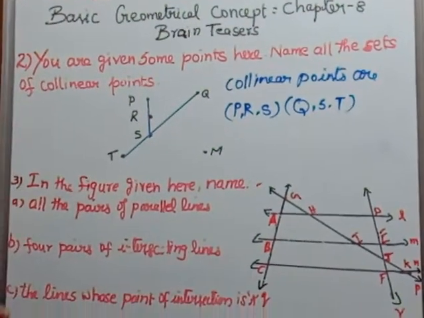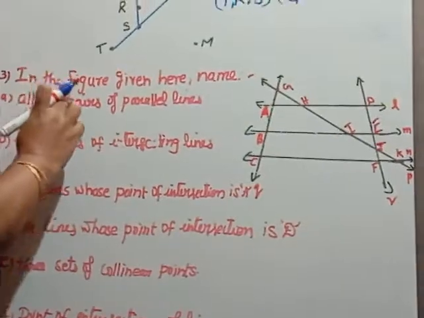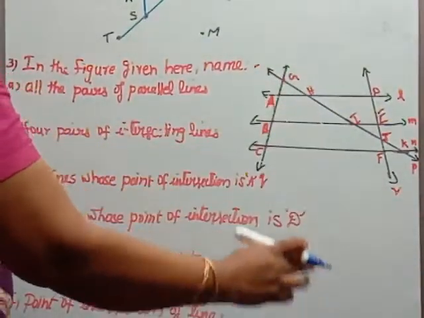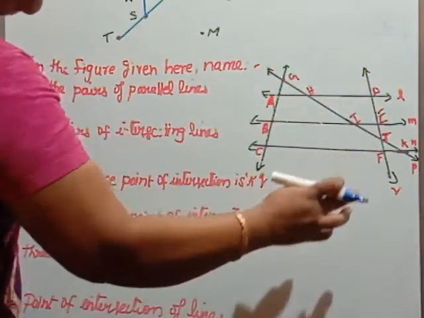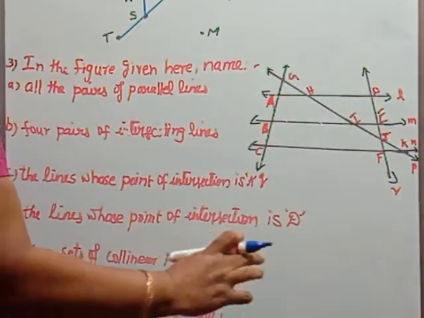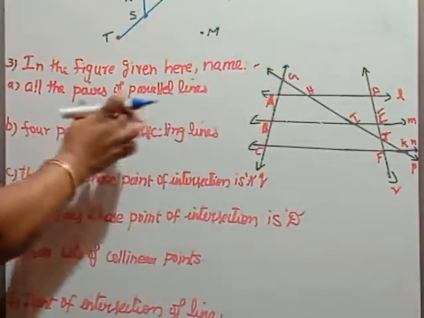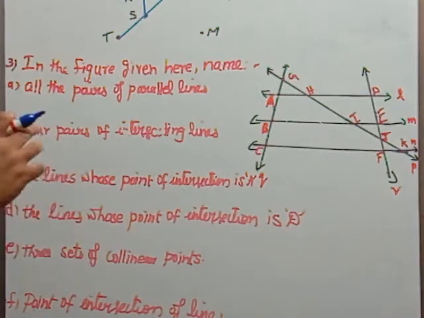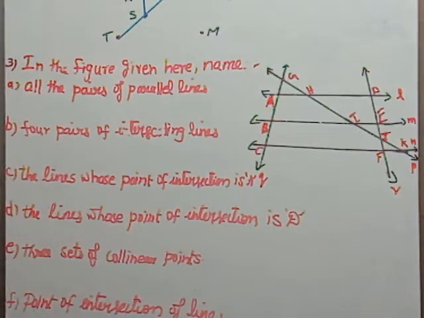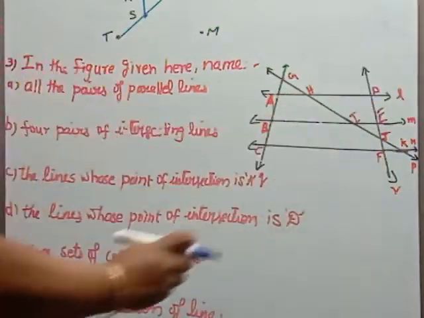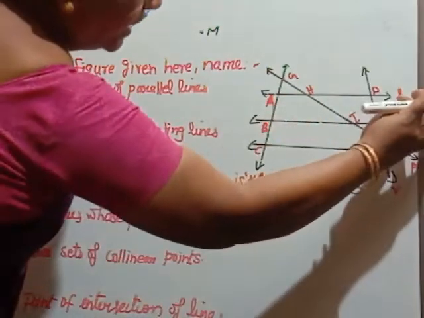Now, we'll move to the third question. In the figure given here, name. They are given the figure. Here some parallel lines, some lines are intersecting. From the figure, we have to find the answer for all these questions. Now, all the pairs of parallel lines. Parallel lines means what? The two lines will not meet anywhere. Here which line is like that?